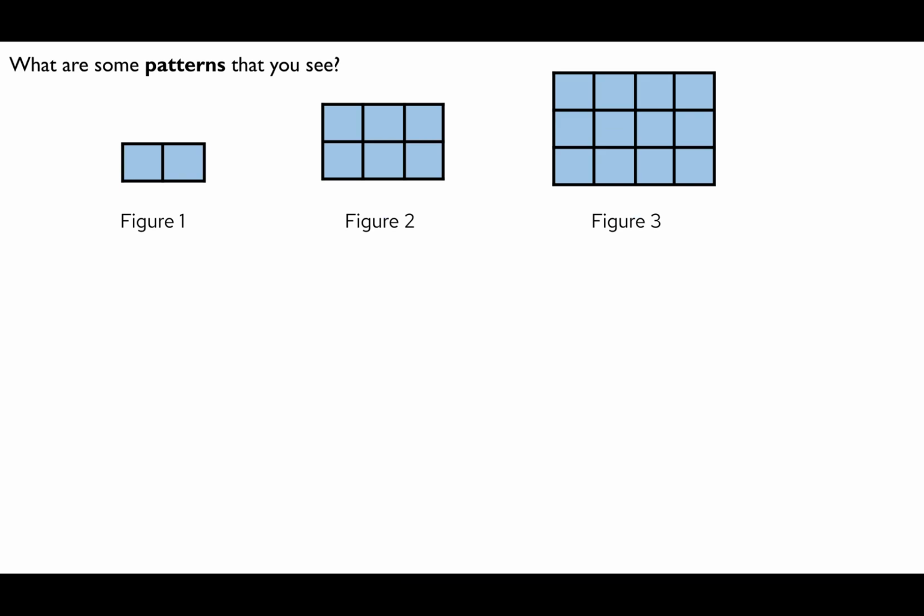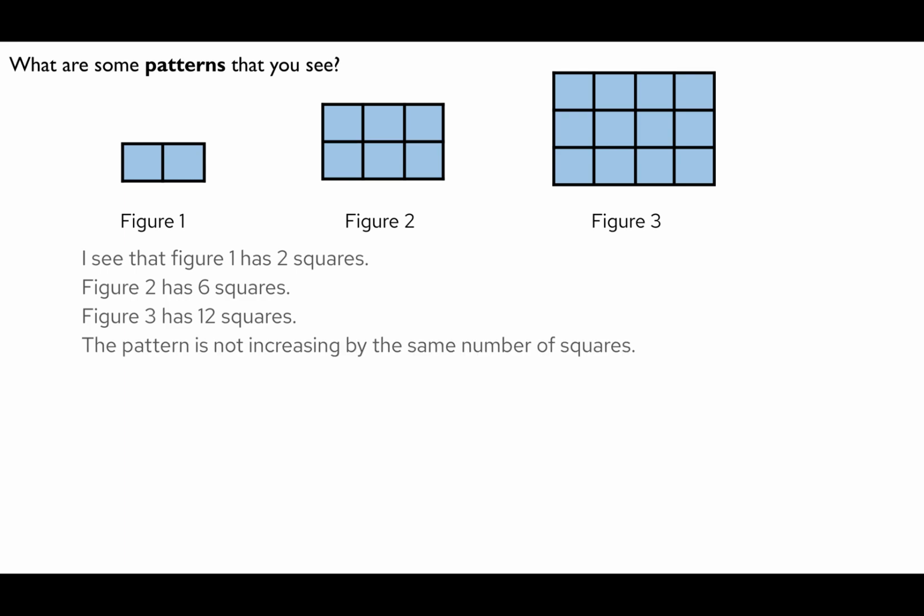Welcome back. So here's what I see. I see that figure 1 has 2 squares. Figure 2 has 6 squares, and figure 3 has 12 squares. Something else that I see is that the pattern is not increasing by the same number of squares. In other words, this one increased by 4, and this one increased by 6.